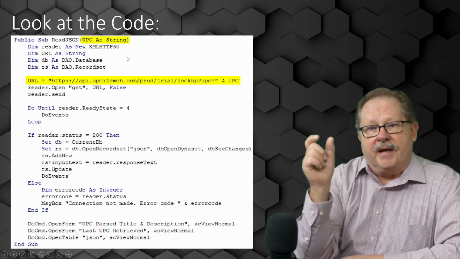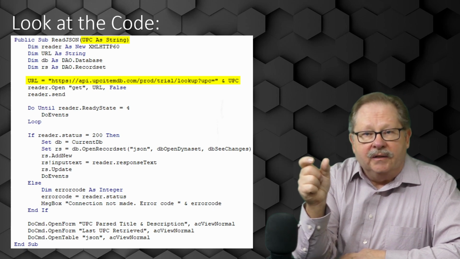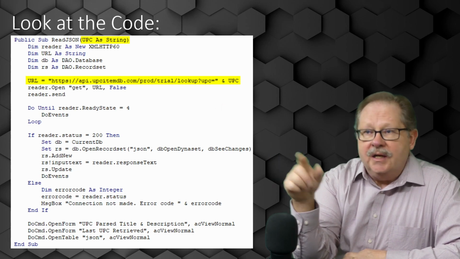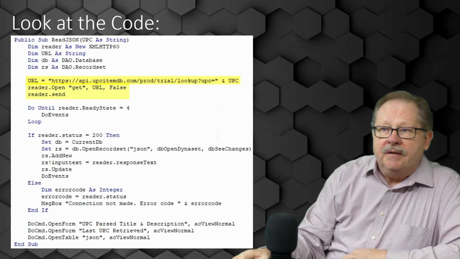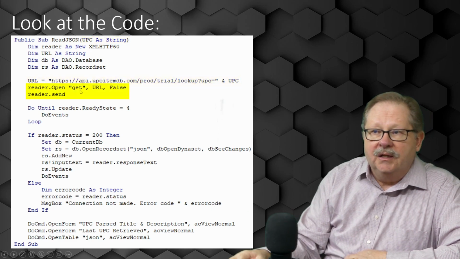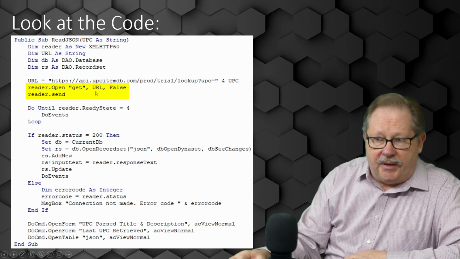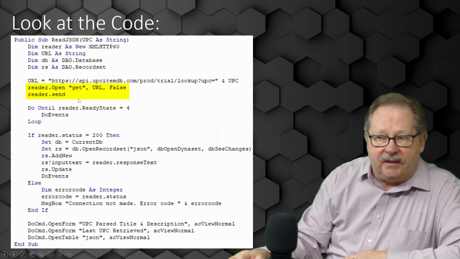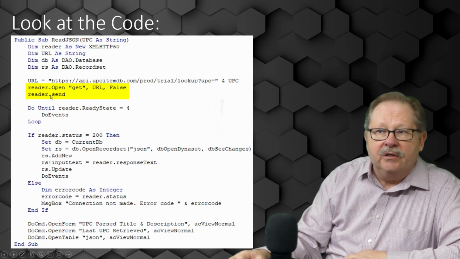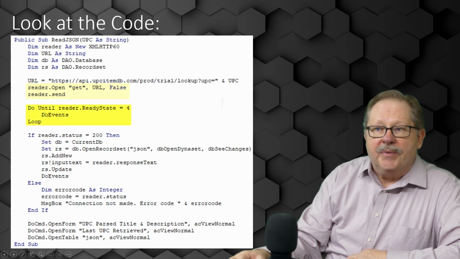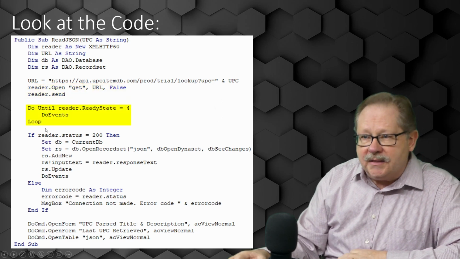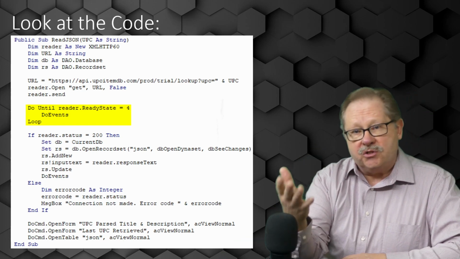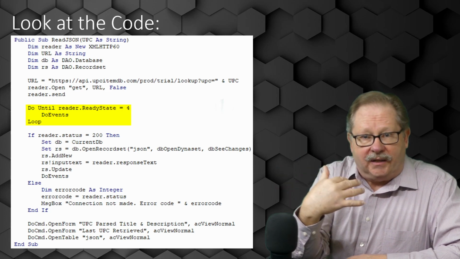Now, when I clicked on that button, I had an OnClick command that sent this UPC value to this function and then immediately called the function. So what I'm going to do then is open the reader to GET, and then I'm going to pass the URL, and a value called false goes in there, and then I'm going to send it. Now, I'm opening the reader here, sending the data to the website here, and I keep on looping here because I want it to wait until I get the ready state of 4, which basically means that the website has told me that it is sending data.